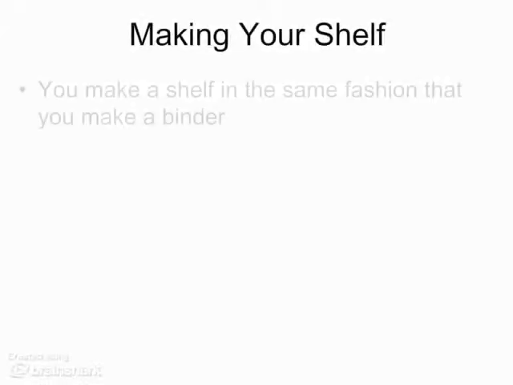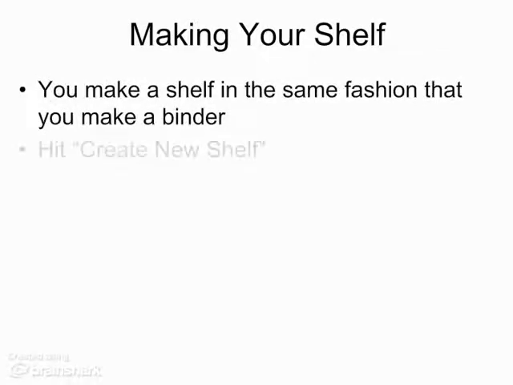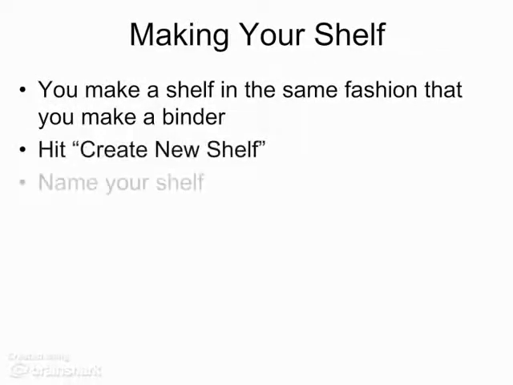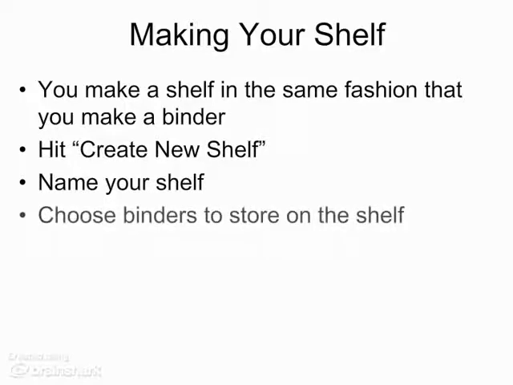So how do you make a shelf? You make a shelf in the same fashion that you make a binder. You hit a button, a tab actually, called Create New Shelf. You make a name for the shelf, and then you browse and find binders that cover that topic, and then you simply load them onto your shelf. It's a very easy process.